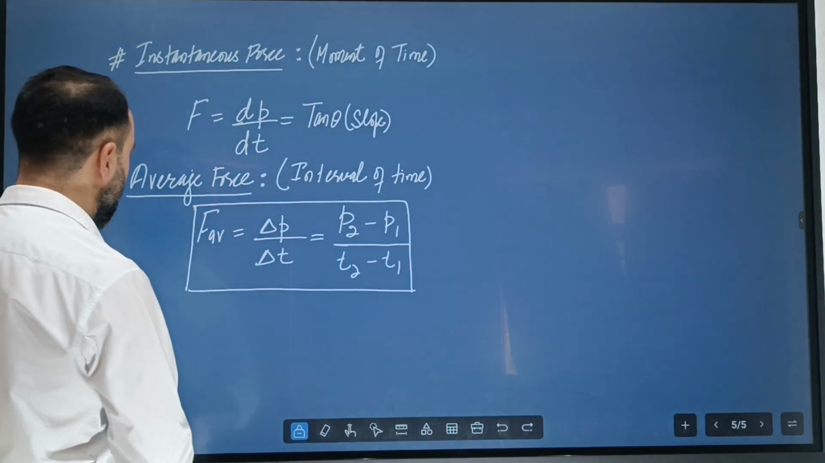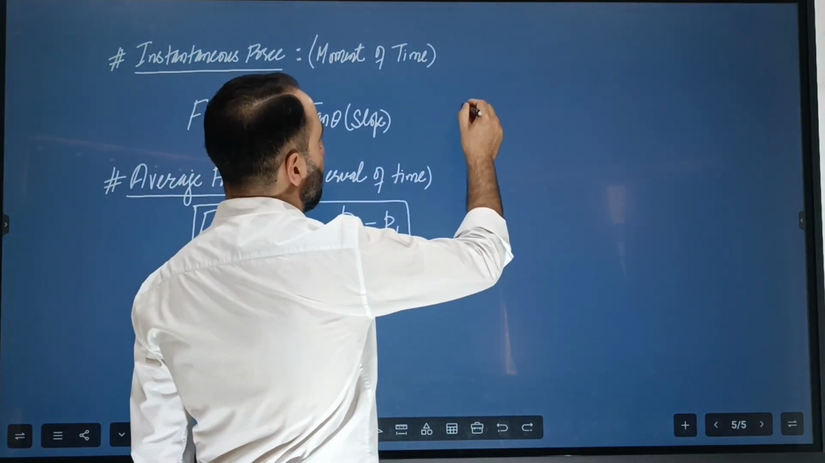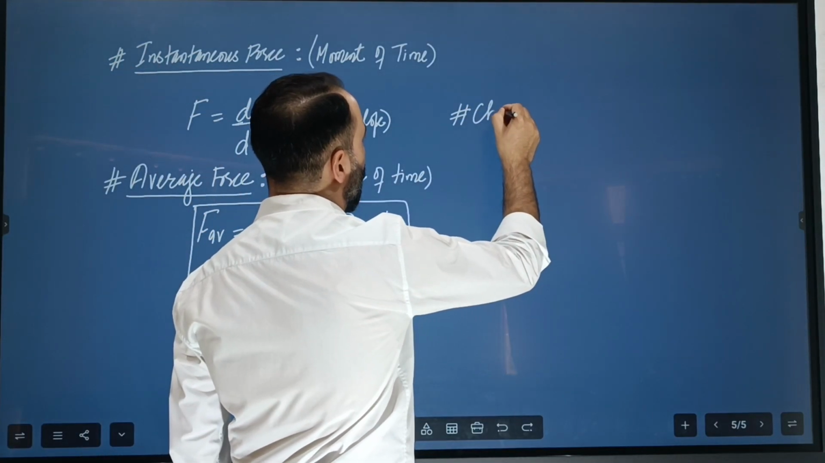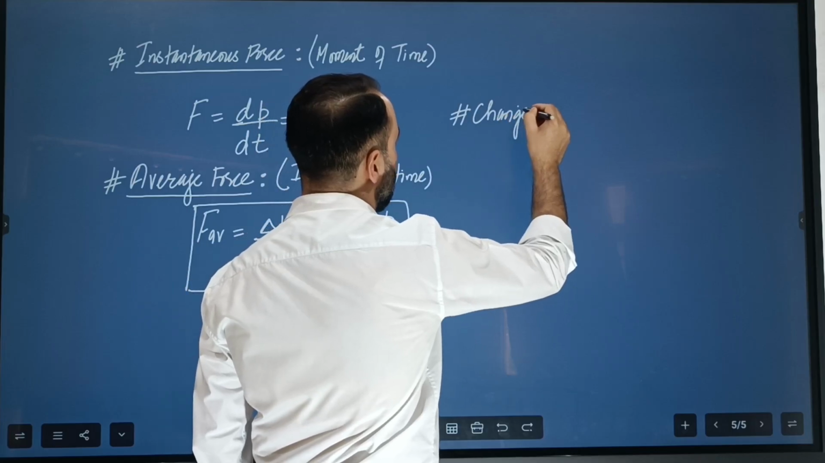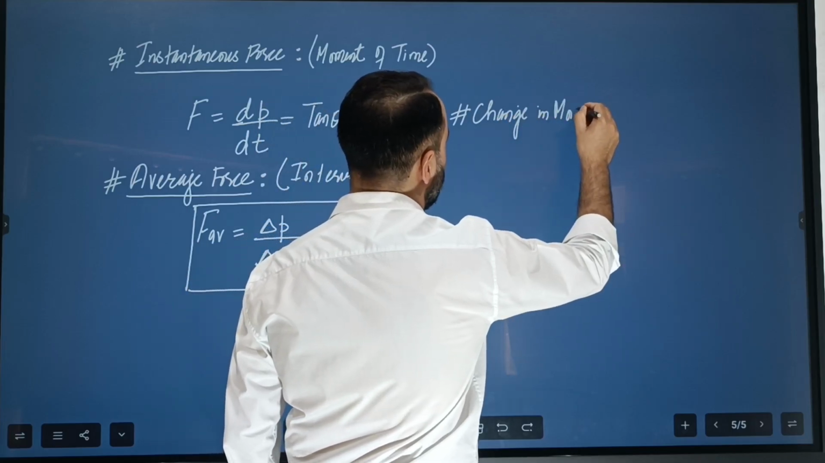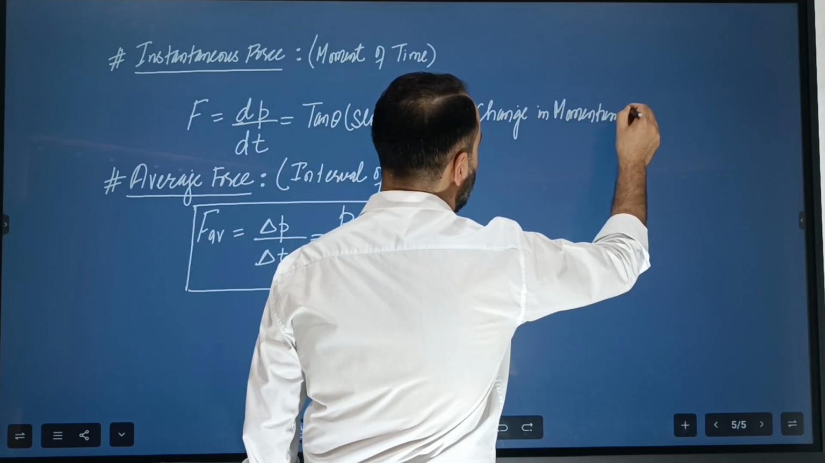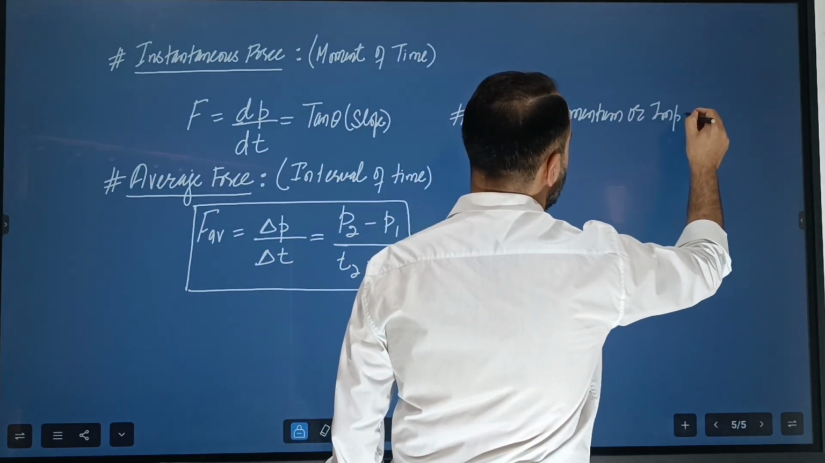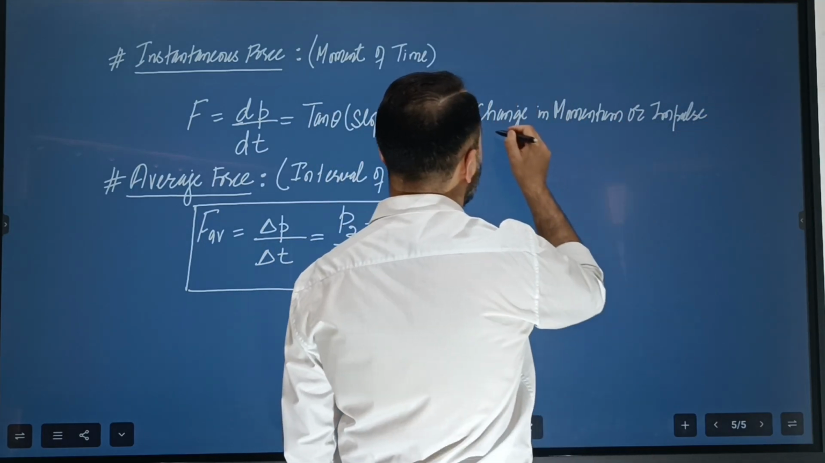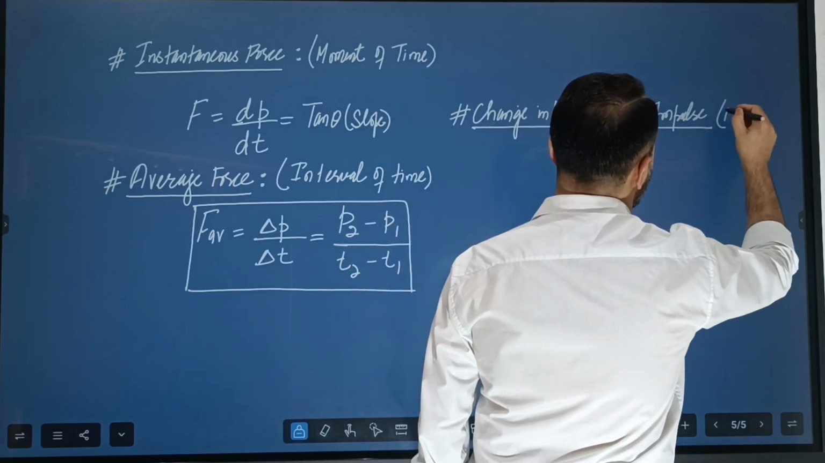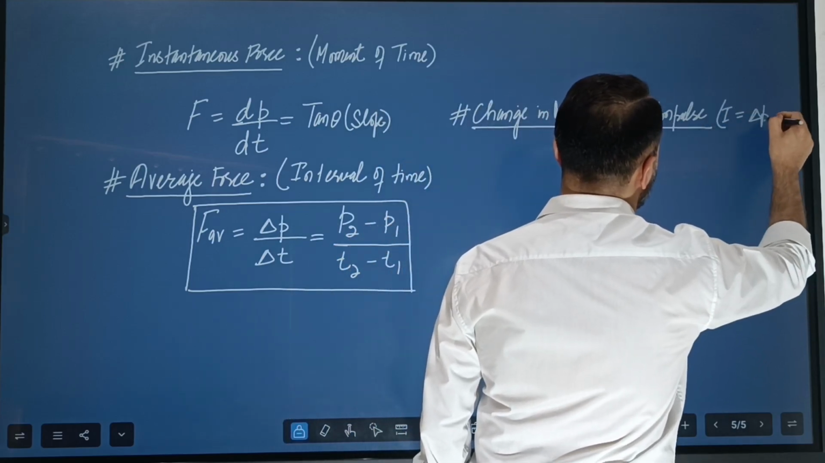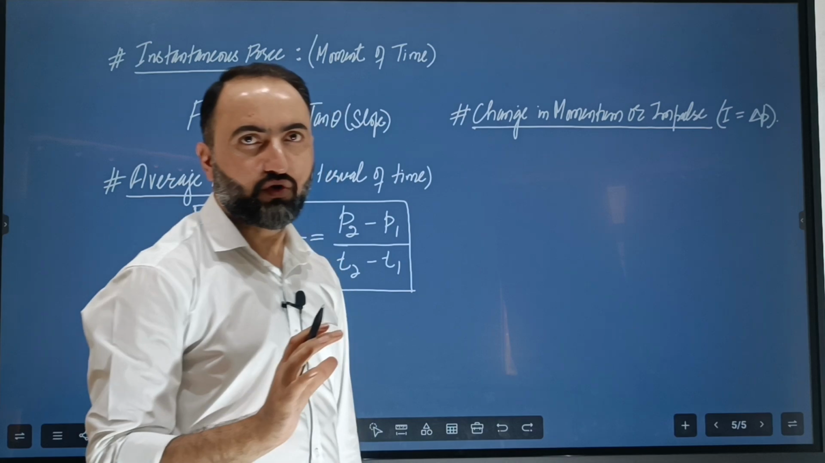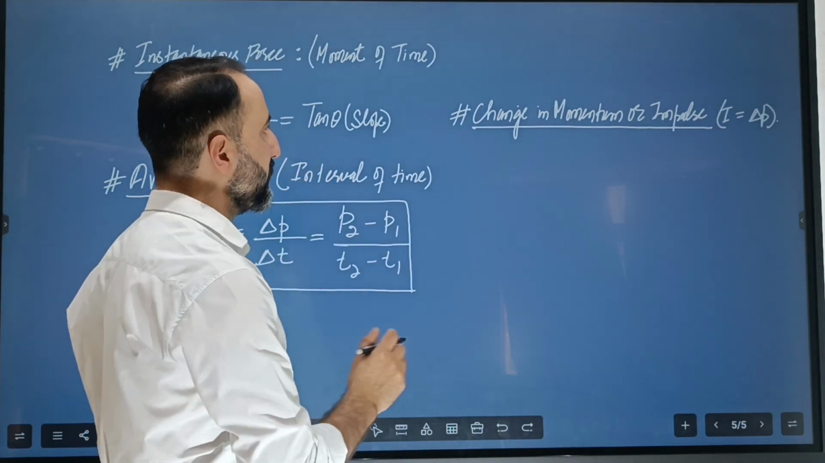Next there is one more important, and that is change in momentum or impulse. Change in momentum or impulse, because you know that impulse is equal to what? That is change in momentum or impulse. So here I will write, beta, I is equal to delta p. Correct? Okay, look beta, what is Newton's second law of motion?